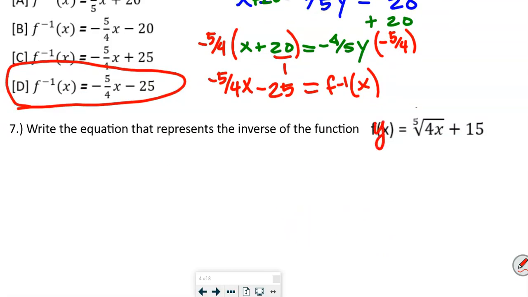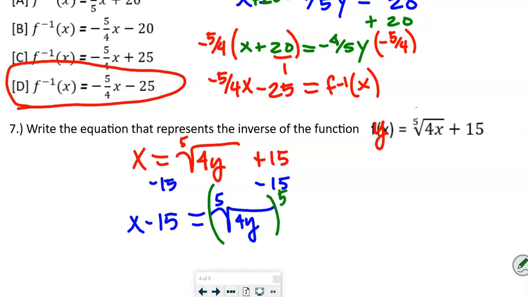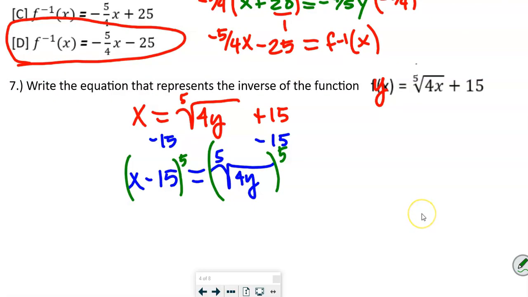Now, it says write the equation that represents the inverse here. Again, remember that's y, so we're going to make it x. X equals the 5th root of 4y plus 15. So our first step is going to be to subtract 15 from both sides. So that's going to be x minus 15 is equal to the 5th root of 4y. How do I get rid of a 5th root? We take it to the 5th power, okay? Remember, we're going to take both sides of this to the 5th power here. So now we are left with x minus 15 to the 5th power is equal to 4y.